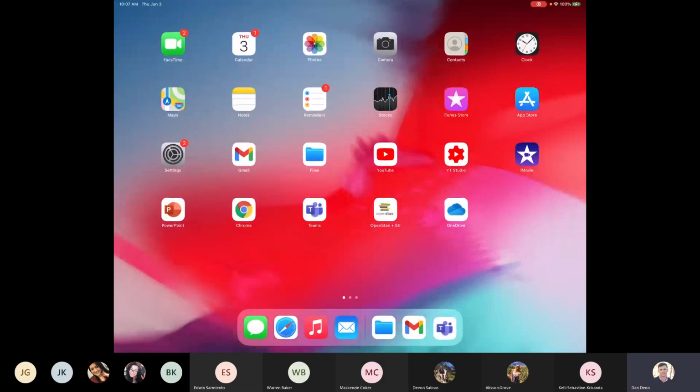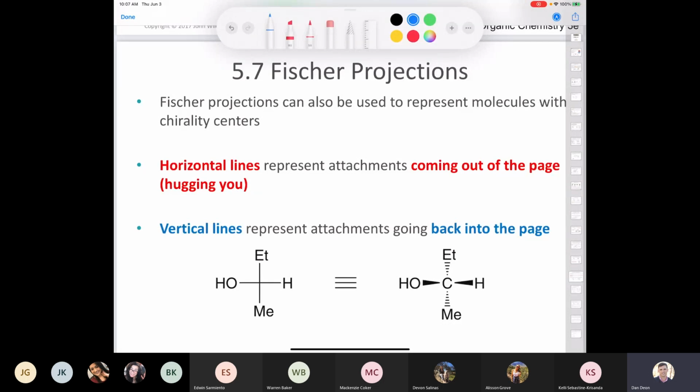Okay, Organic Chemistry 1. This is section 5.7, which deals with Fischer projections. We looked at Fischer projections briefly in chapter 2 when we talked about a Haworth projection, Sawhorse projection, Fischer projection. So again, a Fischer projection can be used to represent molecules that have chirality centers.